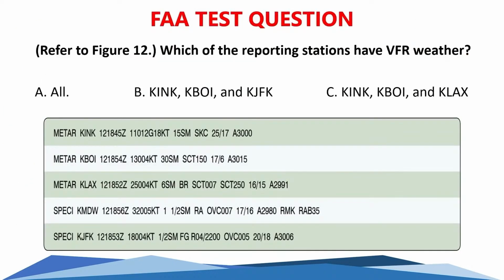Let me give you an opportunity to attempt to read these. I'm going to open up the poll, and I'll go through each one of these so you can see it. But remember, which of the reporting stations have VFR weather? That's that basic VFR. I'll give you a couple minutes to see if you can decipher this. VV08 is vertical visibility at 800 feet. So if you look straight up, you could see 800 feet.